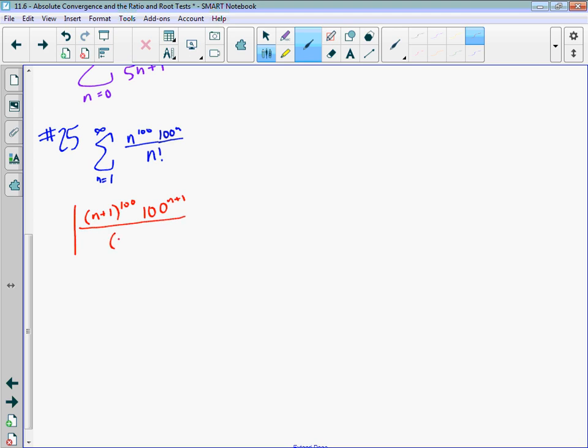And then this is (n plus 1) factorial, times the reciprocal of a sub n because I'm dividing by it. You should be able to get something to cancel here. So what can you get to cancel here? How can I rewrite this piece? The 100s will end up canceling over here. And then this one I can rewrite as what?